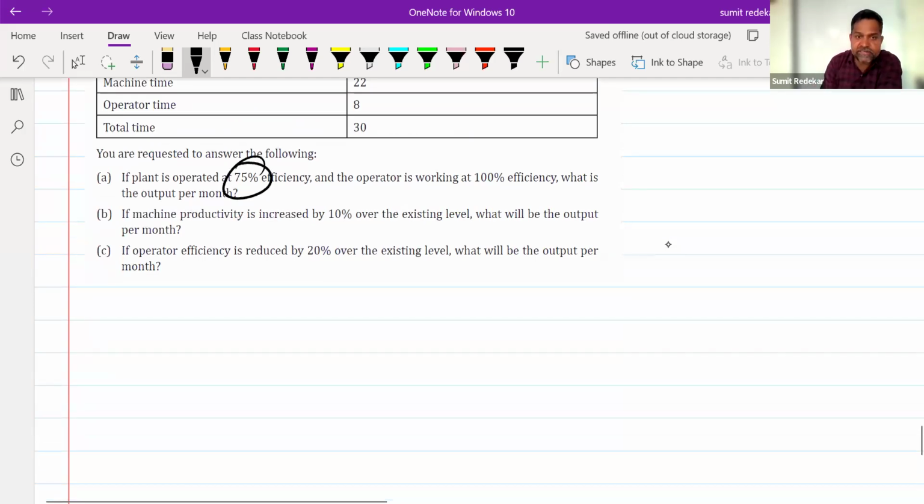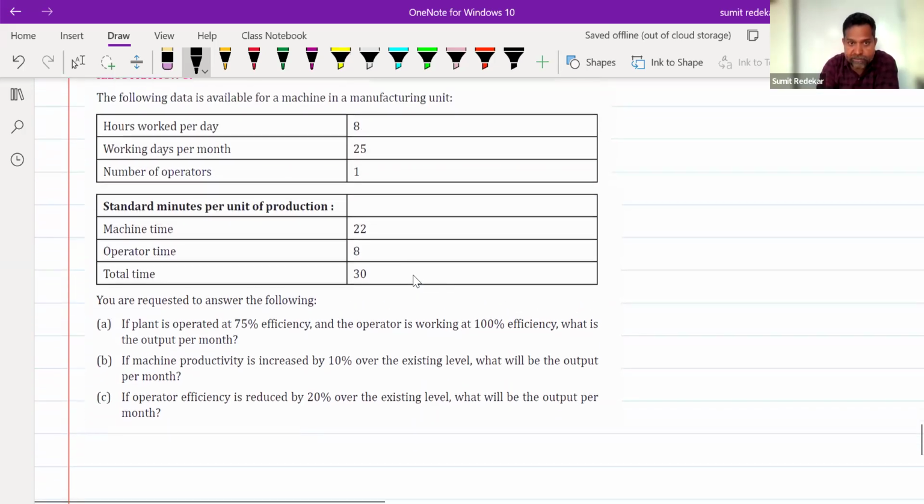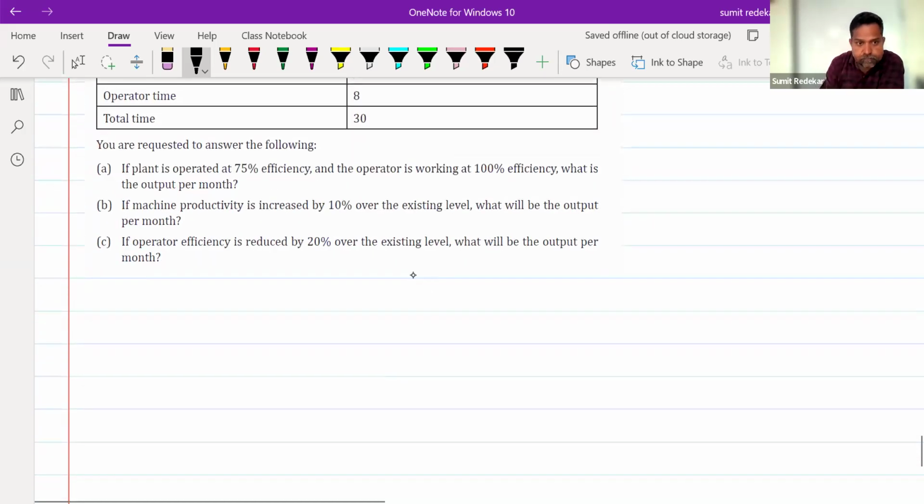The plant is operated at 75% efficiency, and if the operator is operated at 100% efficiency, what is the output per month? Now see, what this means is, no matter what you do, the plant overall will only give you a 75% output. And that is why whatever you produce will only be available 75%. So to begin with, number one, total time.